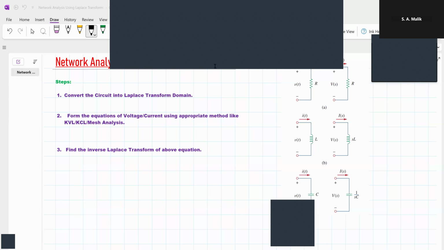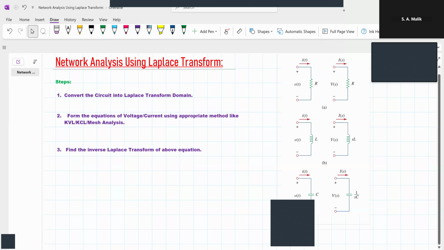Welcome. In this session, we'll learn how to use Laplace transform to solve network analysis problems. Our goal is to learn how we use Laplace transform to solve the network analysis problems. So let's start.